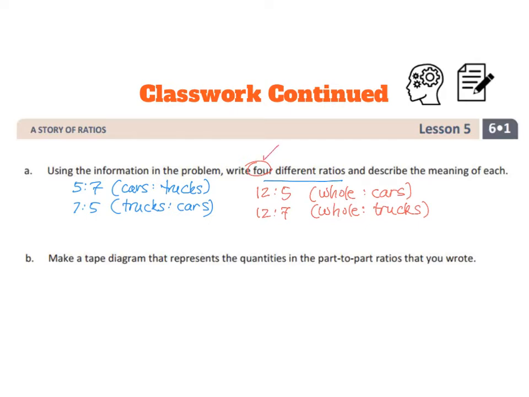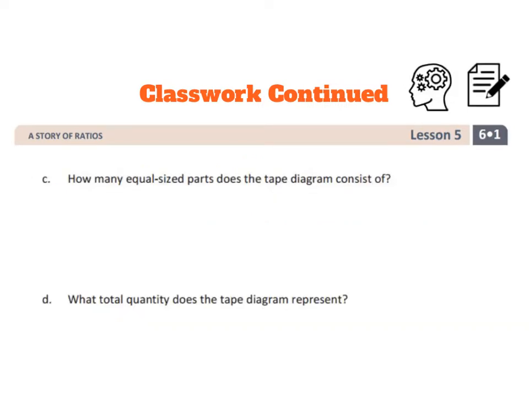And then it says make a tape diagram that represents the quantities in the part to part. So I'm not going to do the 12. I'm going to do the part to part. I just did it on the other page, but I'll do it again. 1, 2, 3, 4, 5. That's my car. And then I will do my 1, 2, 3, 4, 5, 6, 7. There's my T for trucks. And do I have to do anything? No, I think we're good on that. 5 to 7.